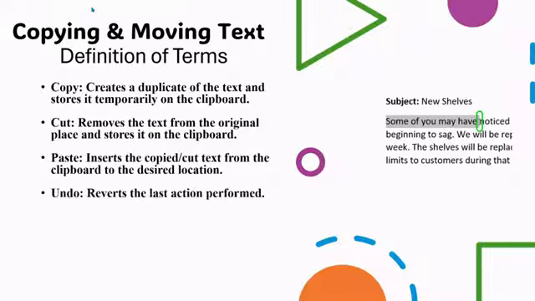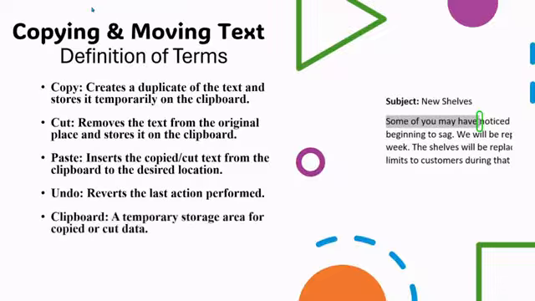And then we have undo, and this basically reverses the last action performed. So we're basically reversing what we would have done. I'm going to show you how that is done further on in this video. And then we have a definition for clipboard. A clipboard is a temporary storage area for copied or cut data, or if you want to say, a temporary storage area for copied or cut text.